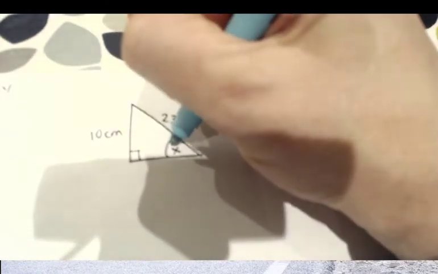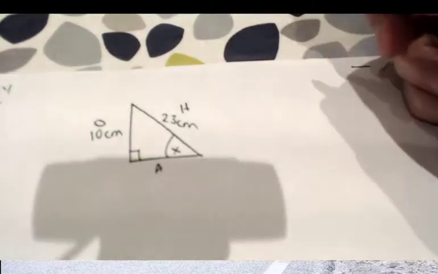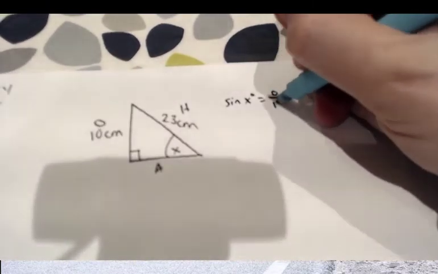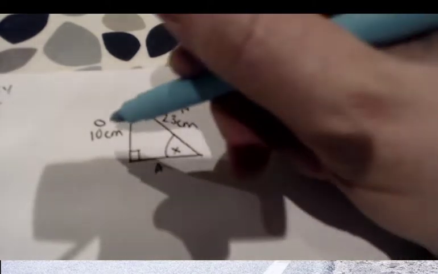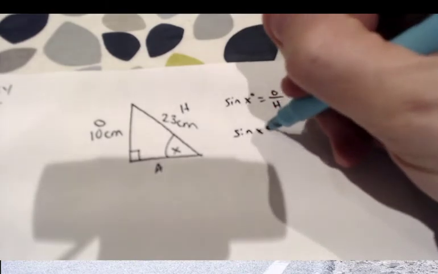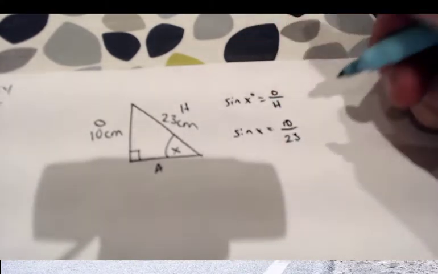Okay, so I'm standing at x, so there's the opposite, there's the hypotenuse, that's the adjacent. I write down my rule. Sine x is opposite over hypotenuse. I fill in my two numbers. I take the 10 and the 23 and put them over here into the correct position. So 10 is the opposite, it goes on top. Hypotenuse is the bottom, which is 23.